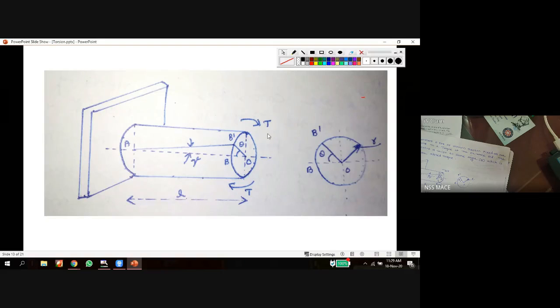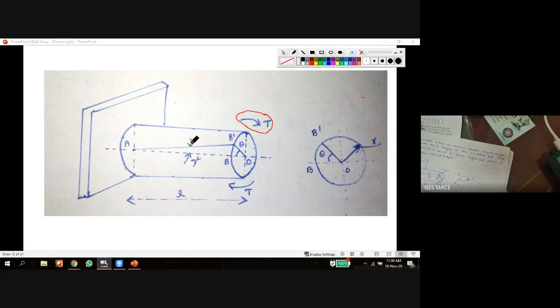For that, this is the shaft. A shaft subjected to external torque T. One end of the shaft is fixed, one end is free. When I apply an external torque, there will be some twisting. Initially the line AB on the surface, when I apply an external torque T, the point B shifts to B dash. There is no change in point A because point A is fixed to the wall, but B shifted to B dash.